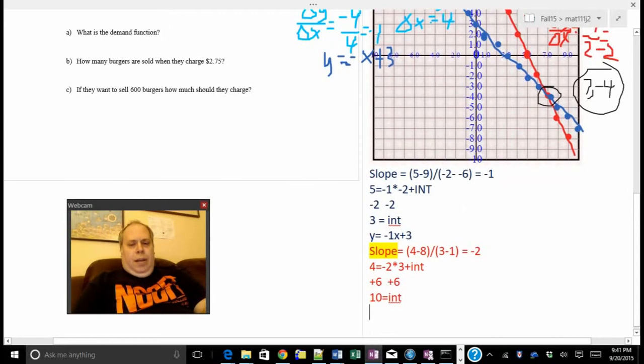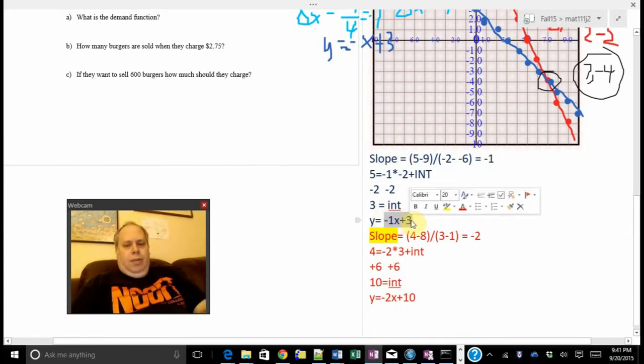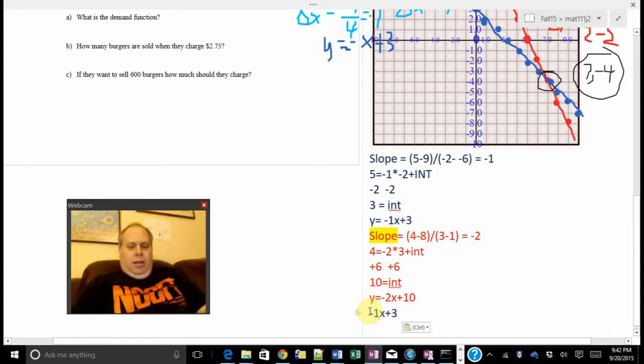And so my formula becomes y equals -2x plus 10. Now, the last part is I take my two formulas and set them equal to each other. The idea is, in the intersection, both y's are the same. So I've got to find the x that makes both y's the same.